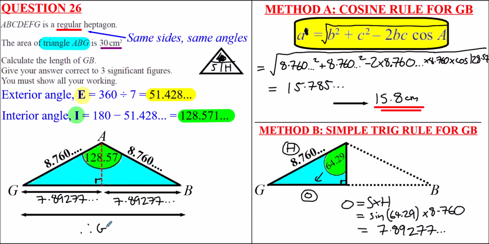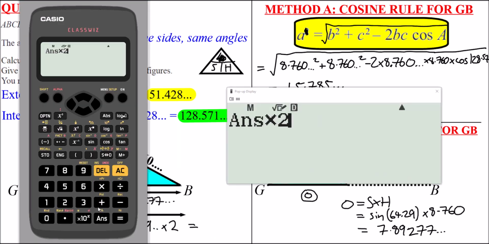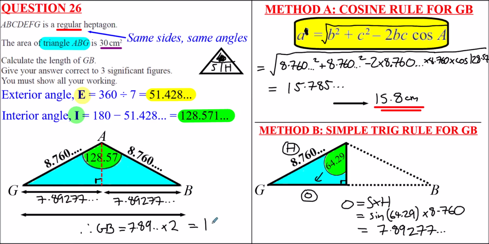So therefore, GB is 7.89, blah, blah, multiplied by 2. To get the calculator, simply double that, and then round to the same accuracy again. So to three significant figures, 15.7 goes to 15.8, because that 7's next to the 8 on the other side. So 15.8 cm. At least to three significant figures.